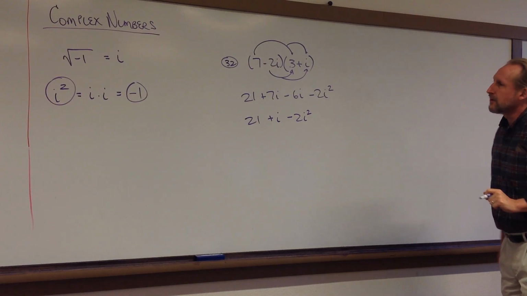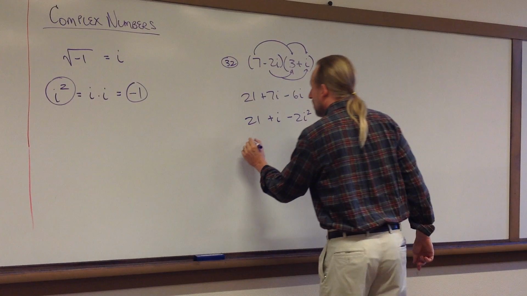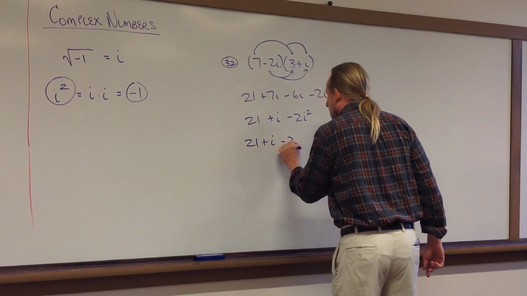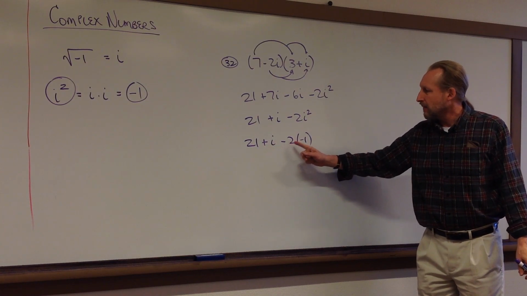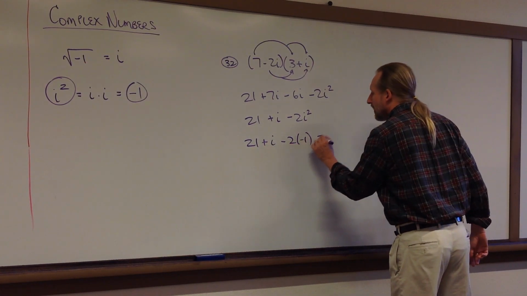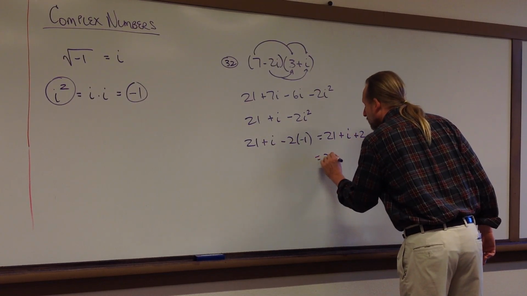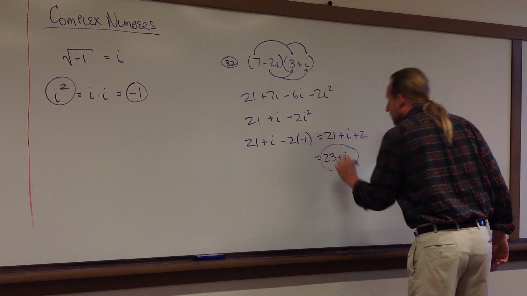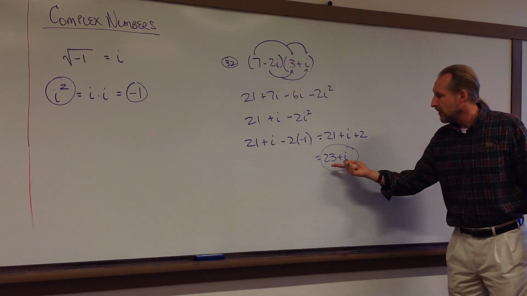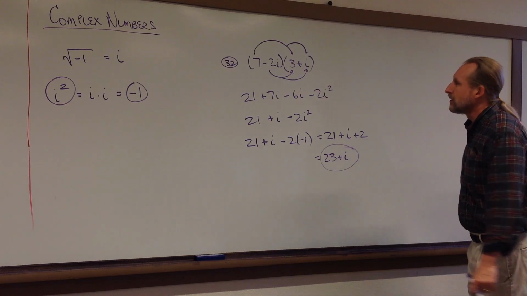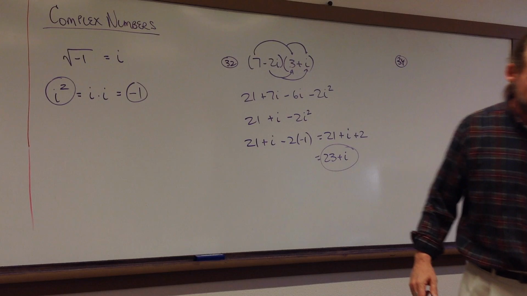Here's where it gets different. We just said i squared is negative 1. So what we're looking at here is actually 21 plus i minus 2 times negative 1. That's going to be 21 plus i plus 2, or 23 plus i. There's our answer. If you multiply these two complex numbers together, you get this complex number here, 23 plus i. All right, let's look at a couple more.